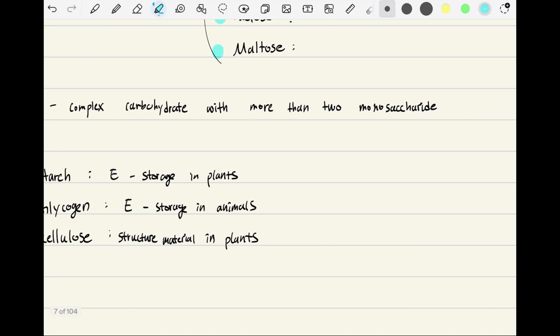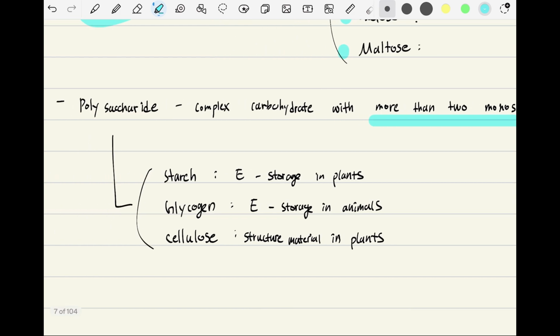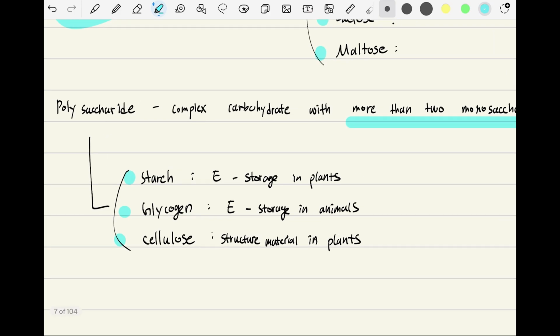Polysaccharides are the complex carbohydrates with more than 2 monosaccharides, and they usually refer to starch, glycogen, and cellulose. Starch is energy storage in plants, glycogen is energy storage in animals, and cellulose is structure material in plants.